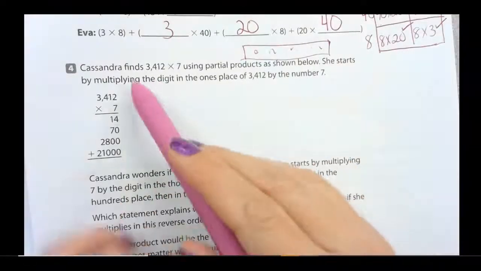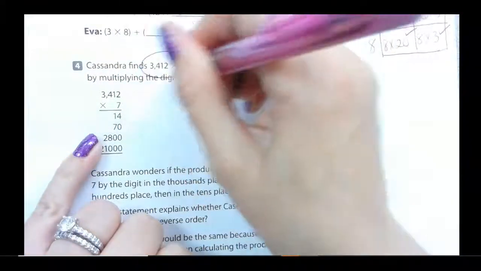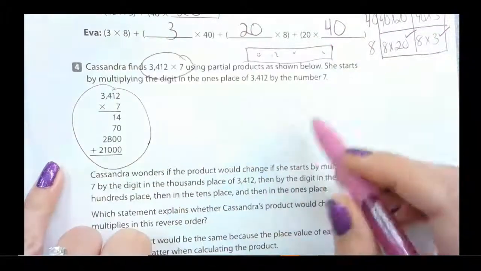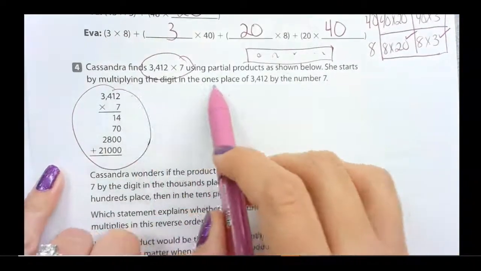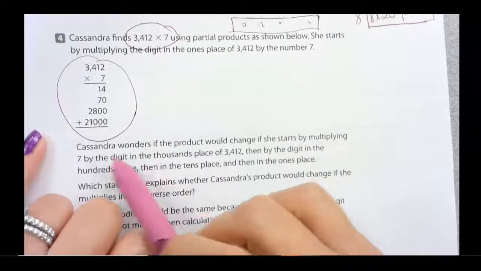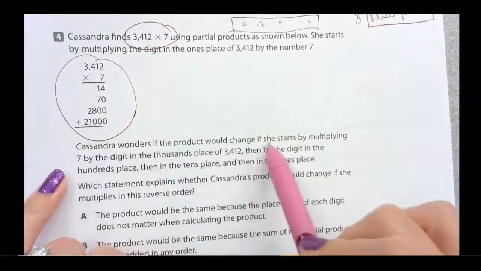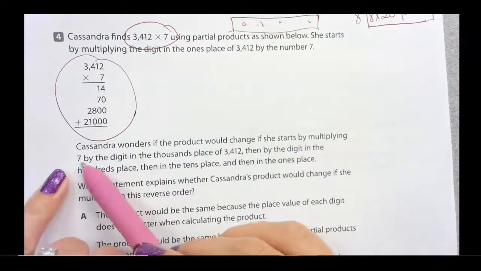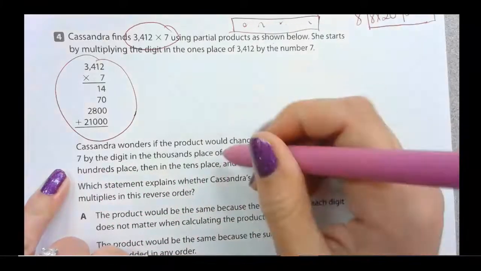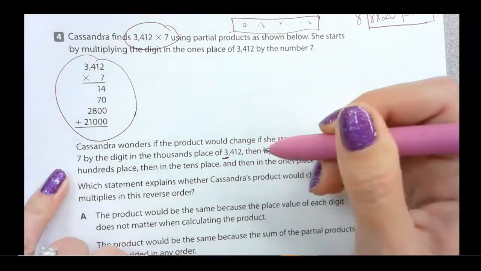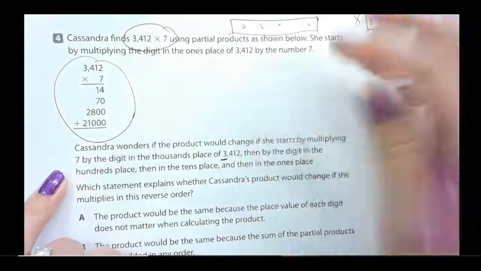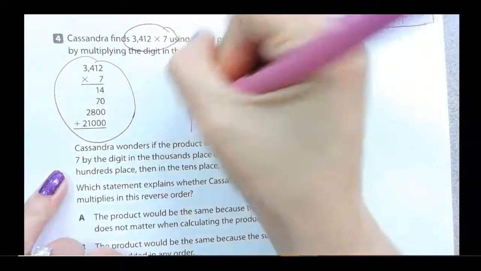Okay. Cassandra finds this problem using partial products as shown below. So this is what she did. She starts by multiplying the digit in the ones place by the 7. Cassandra wonders if the product would change if she starts multiplying 7 by the digits in the thousands place. Does that change your partial product? Here, let's do our box method to show this so we have a better understanding.